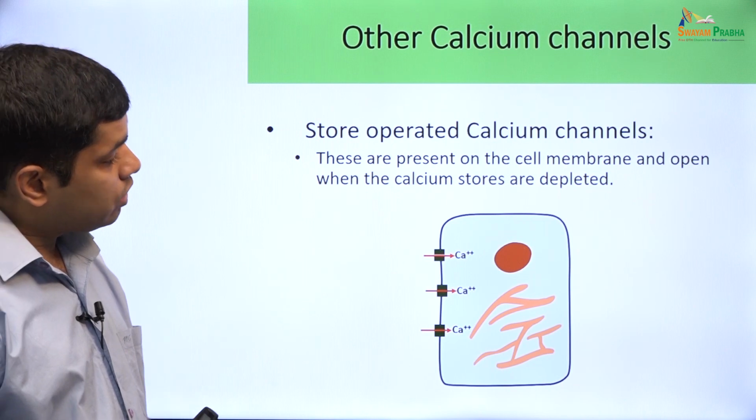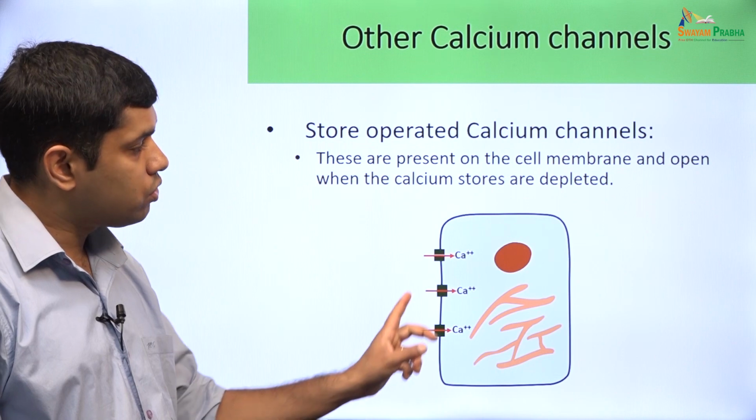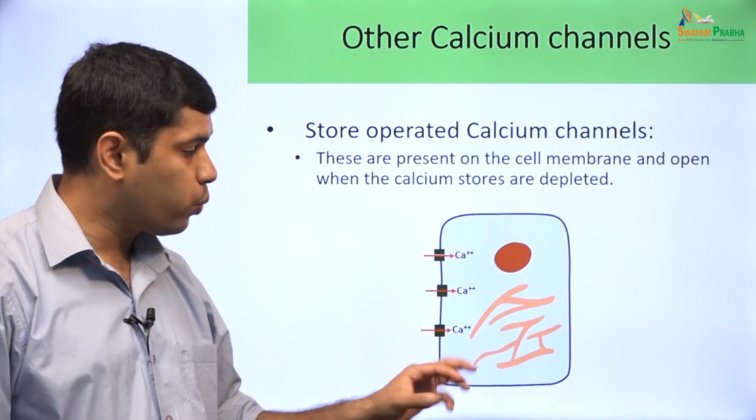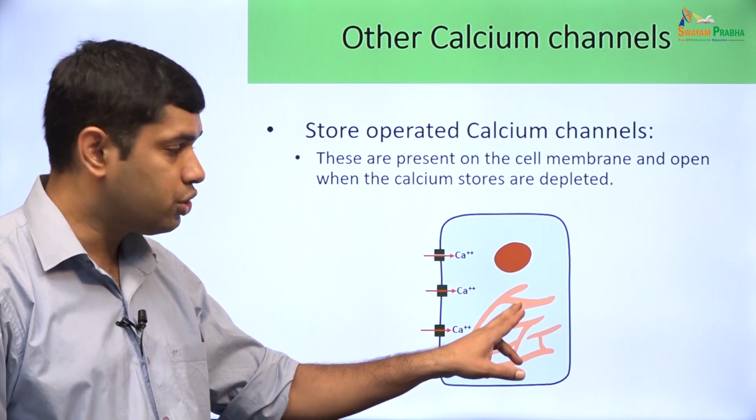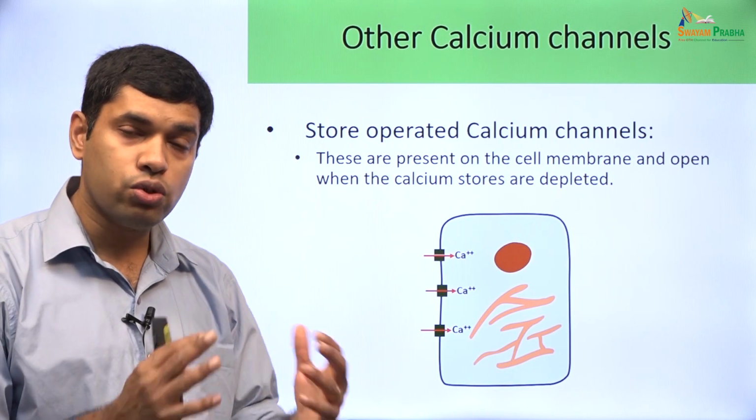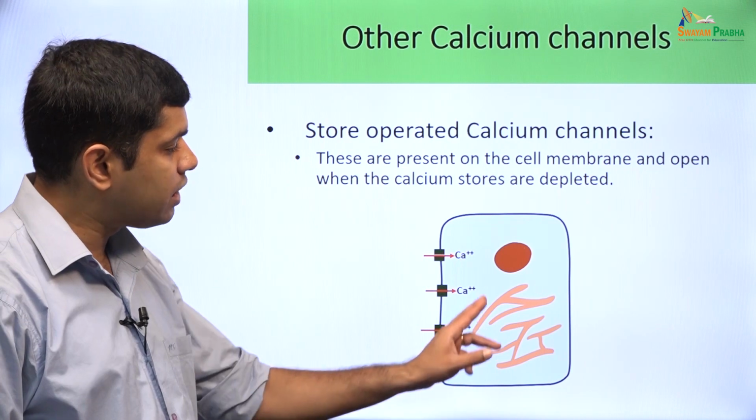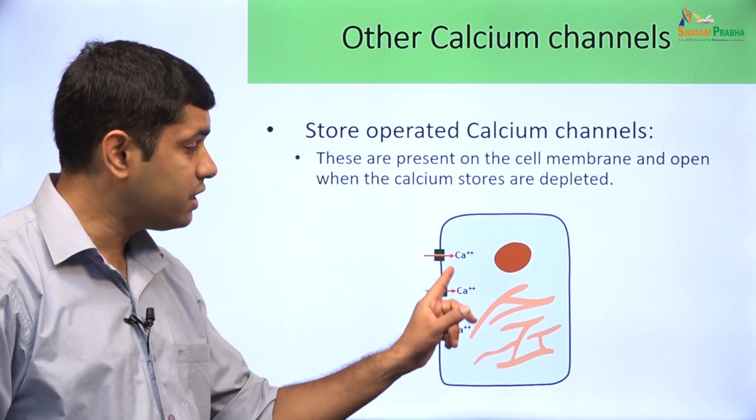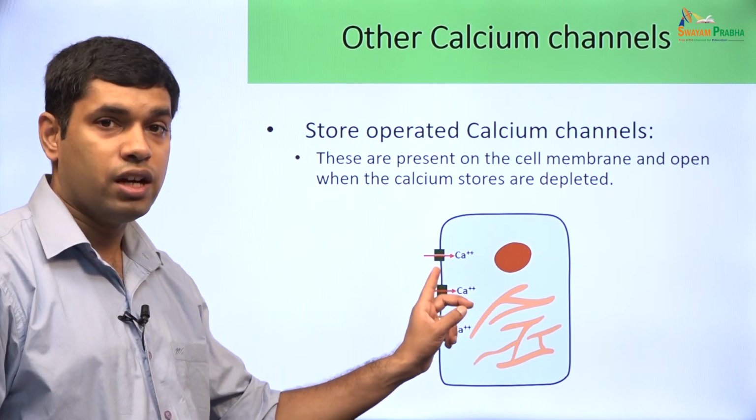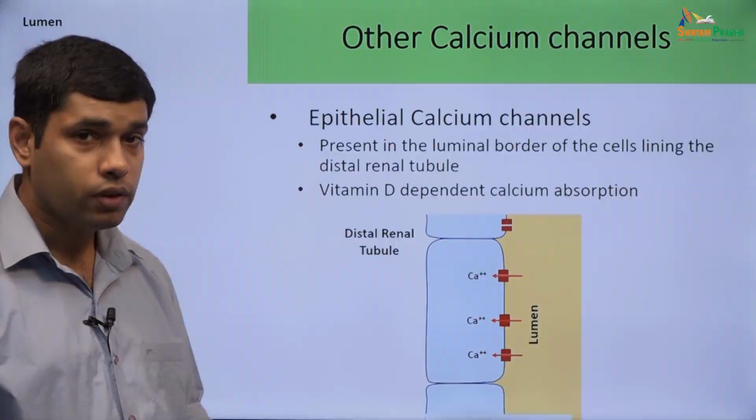The next type of channel we talk about is the store-operated calcium channel. Now this is present on the cell membrane, and this opens when there is a depletion of calcium within the stores of calcium within the cell. So when there is store depletion in the endoplasmic reticulum, this depletion is sensed by these channels, and that opens these channels, causing calcium entry from the outside. So this is a store-operated calcium channel.